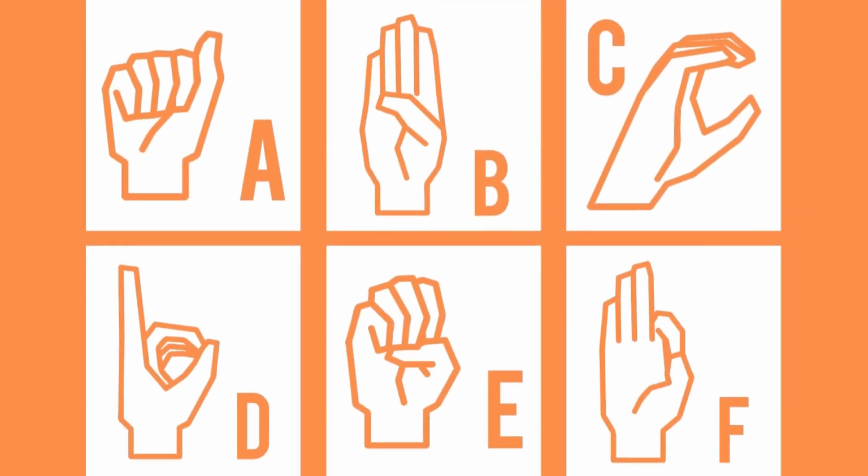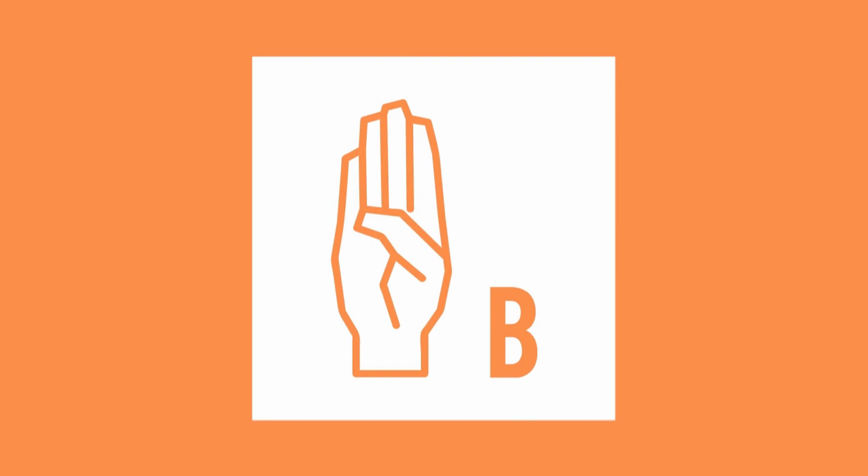Today we learn about American Sign Language alphabets. So let's start. This is the sign of A. A. Again, repeat. A. This is the sign of B. B. Again, repeat. B.